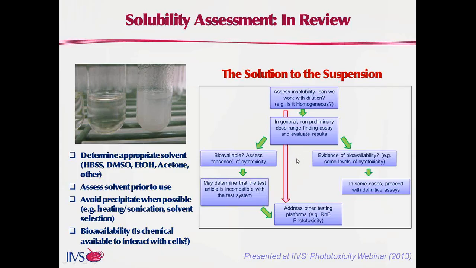Is there bioavailability? If we have an absence of cytotoxicity, is it truly non-cytotoxic, or is it because it wasn't bioavailable? If it has a lot of variability in responses and there's no cytotoxicity, we may determine that it's not compatible and, again, end up needing to look at other testing platforms. But in other cases, if we do see evidence of bioavailability through some levels of cytotoxicity, we can proceed then with the definitive assays.